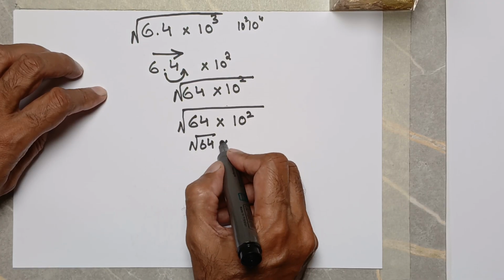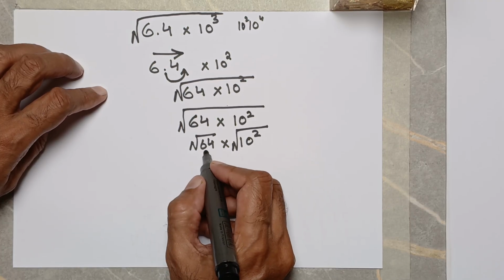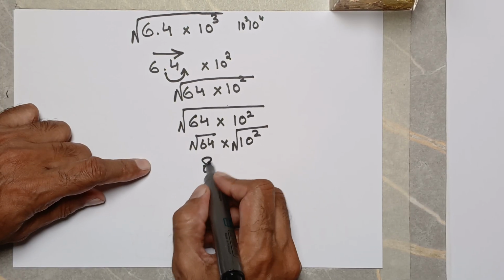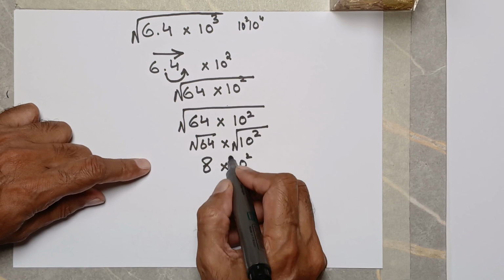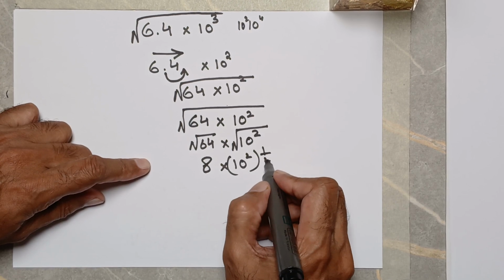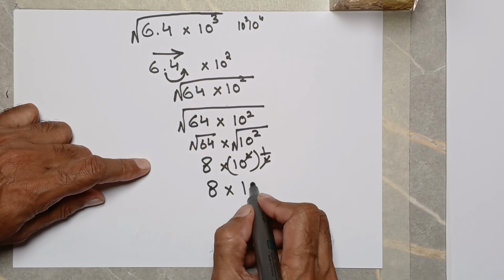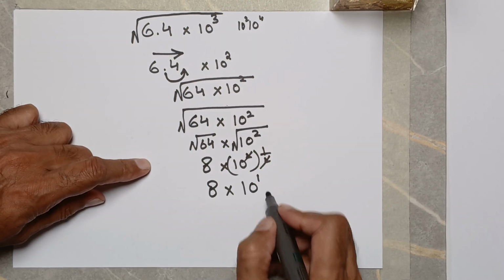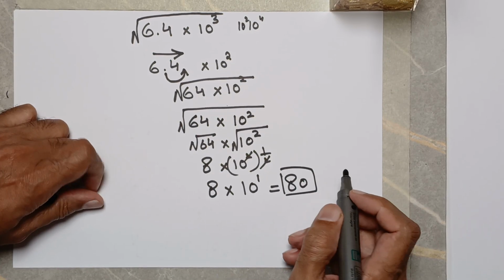Now 64 is a perfect square. 8 by 10 raised to the power 2 within the parentheses. Outside we have 1 by 2. These two will cancel out, and what we are left with is 8 by 10 raised to the power 1 over here. So your answer will be 80. You can write it as such also.